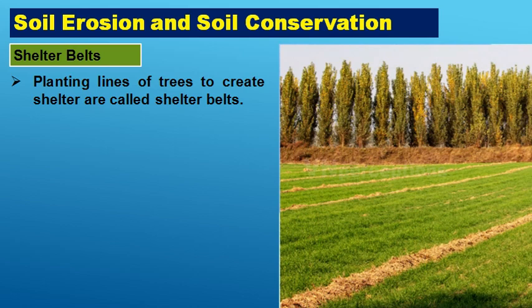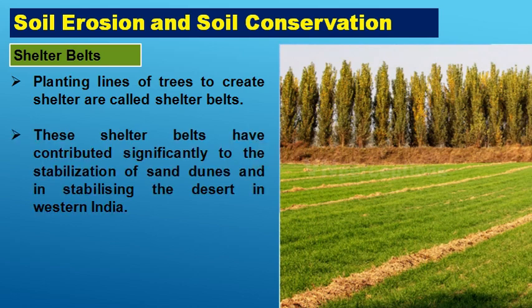Now it is practiced even in the borders of Rajasthan and Punjab. The reason is, in India, the south-west monsoon winds blow and they will take the desert towards Punjab, and to prevent this, trees are planted. So we can say these shelter belts have contributed significantly to the stabilization of sand dunes and in stabilizing the desert in western India.